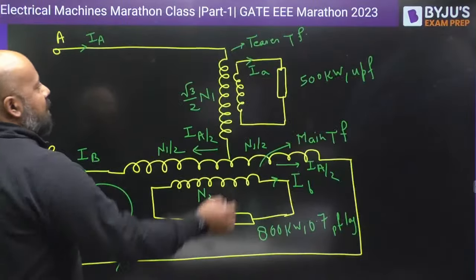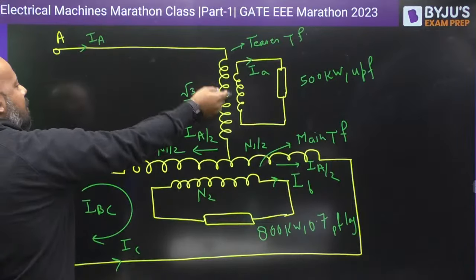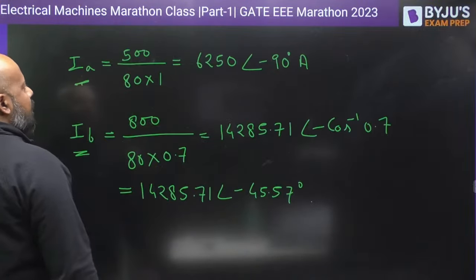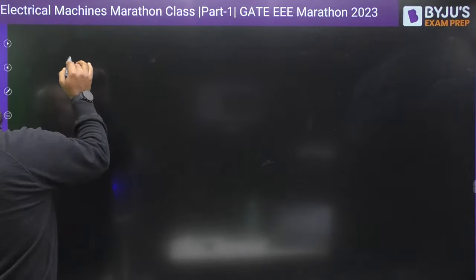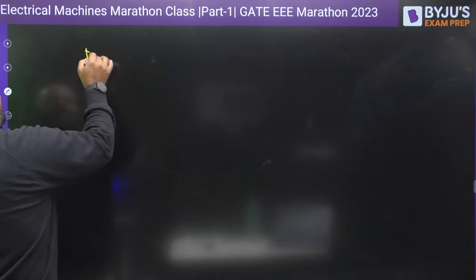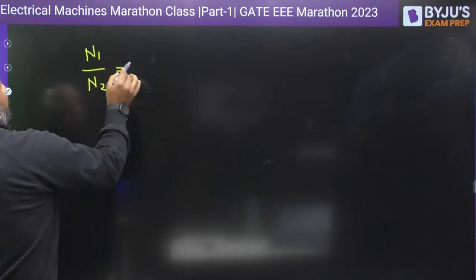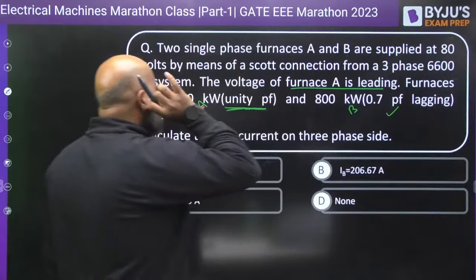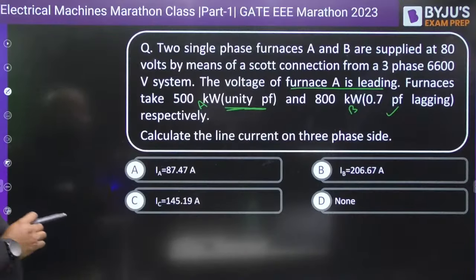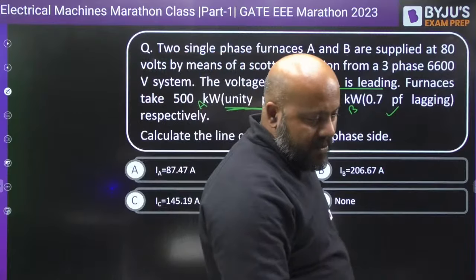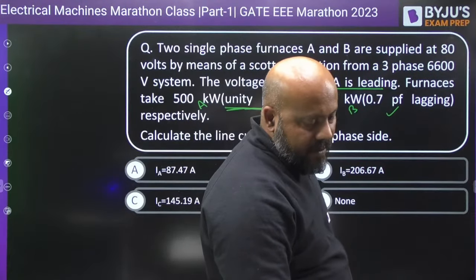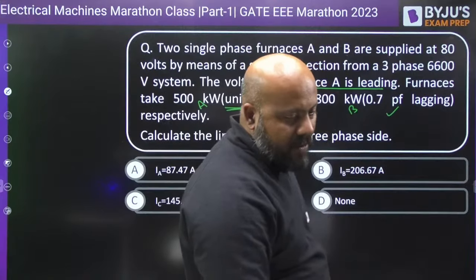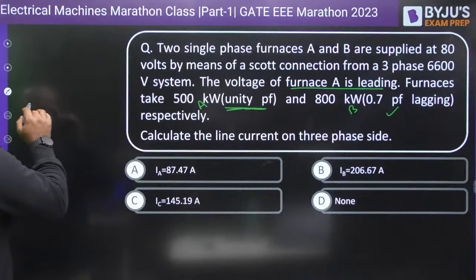So if you have this current I small a, can you tell me what is I capital A? You know what is the number of turns ratio? Yes or no? So what is N1 upon N2? First you find what is N1 upon N2. See, the voltage ratio is given. It is 6600/80. Let me just confirm it. It is 6600/80.